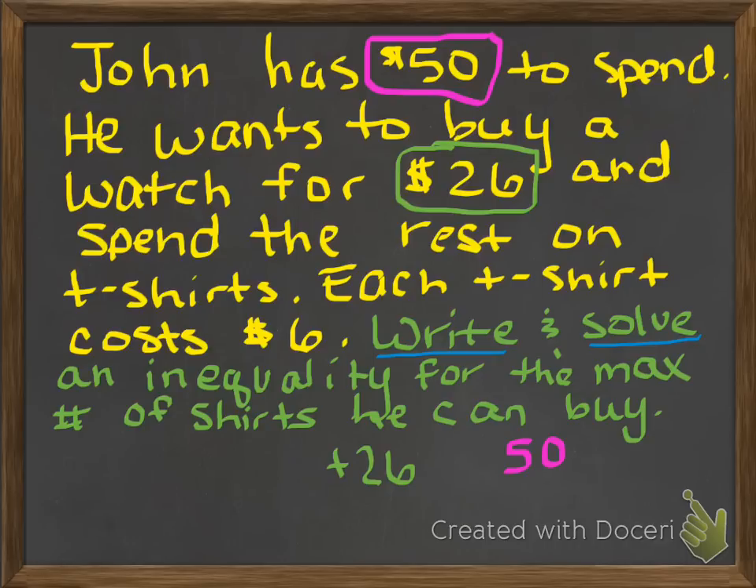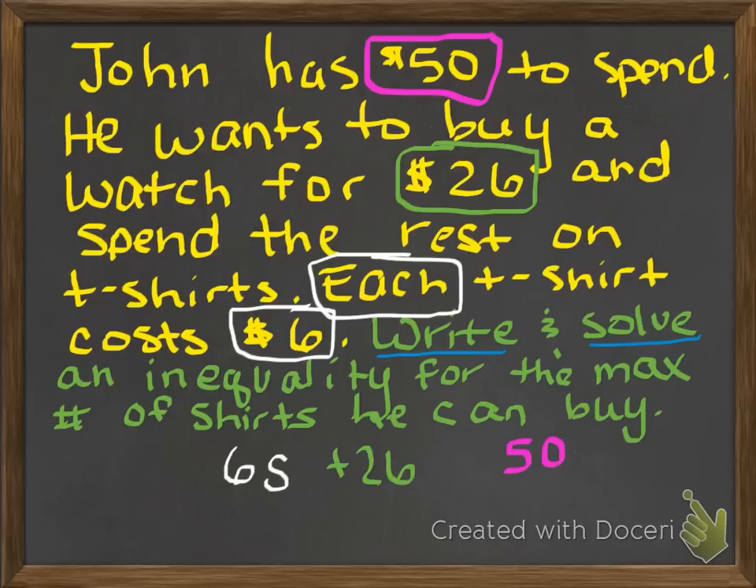So let's go ahead and see if we can find the rest of the information about the t-shirts. So it says, and spend the rest on t-shirts. Each t-shirt costs $6. There are two things I need you to put boxes around, each and 6. That word each is what tells us that it's most likely going to be the one with the variable, and in this case it is. So I'm going to use the letter S to stand for shirts. And so we're going to say that each shirt is $6. So we're going to take that 6 and multiply it by S, the number of shirts. And we're going to add the 26.